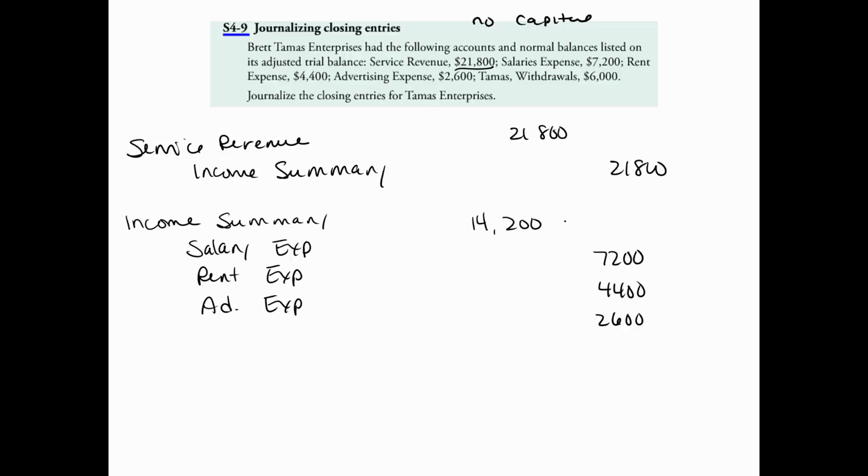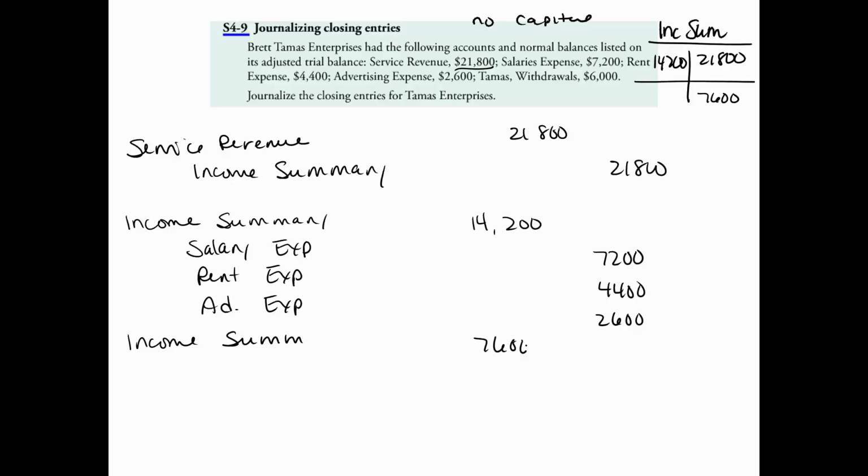The third step is to close income summary to capital. So again, here's income summary. I credited it 21.8 and I debited it 14.2. The revenues are higher, the credits are higher than the debits, so I have a credit balance of 7,600. That's how much I'm going to give to the capital account. So I'm going to debit income summary for the 7,600 and credit capital. And that will increase the balance in the capital account.